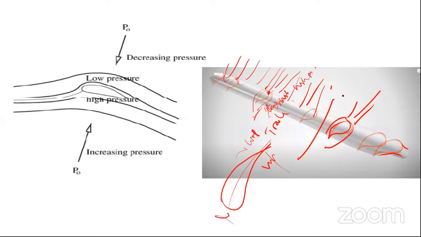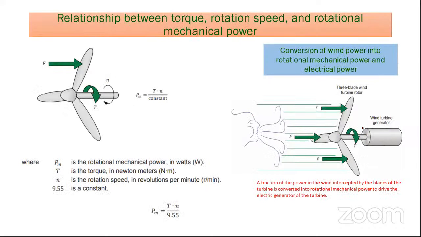So what will happen now? It starts rotating the entire blade. Now it's churning and generating the power. So this is the mechanical power, that is torque times speed divided by the constant. Here, a fraction of the wind is intercepted by the blades.